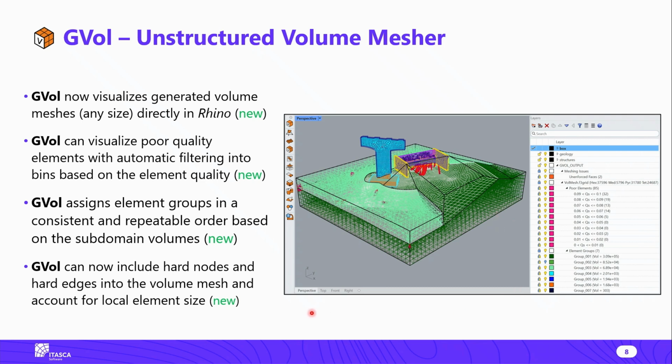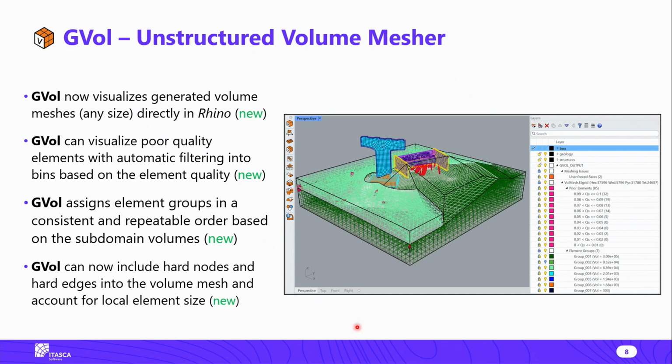gwall assigns element groups in a consistent and repeatable order based on subdomain volumes. You can see that volumes are listed here on the right side. gwall can now also include hard nodes and hard edges into the volume mesh and account for local element size assigned to hard nodes and hard edges. So I will show an example for that in a minute.